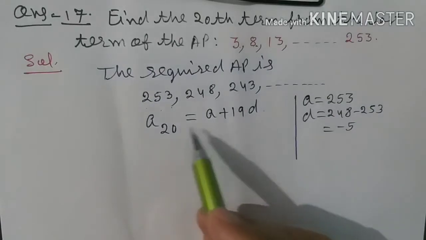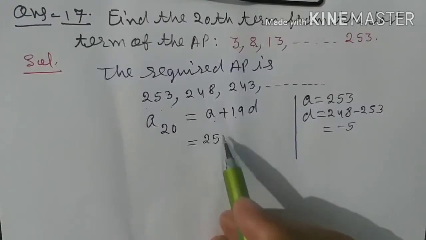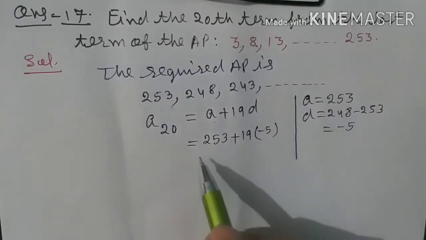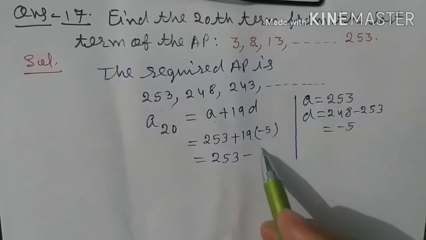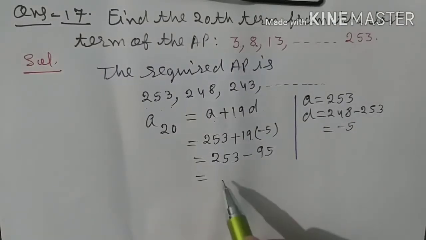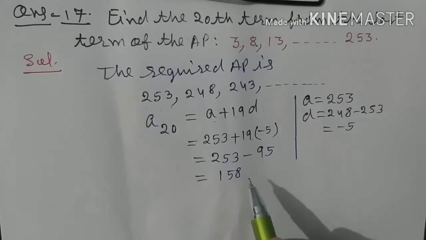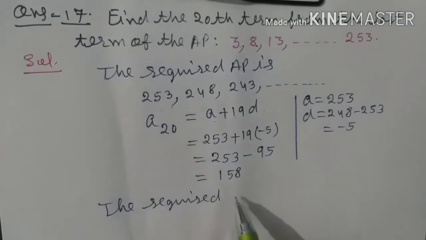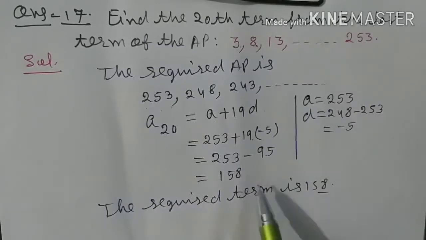Simply, A20 is equal to A plus 19D. Now A is 253, plus 19 times D, which is minus 5. Now 253 minus 95 is equal to 158. Now the required term is 158. This is your answer.